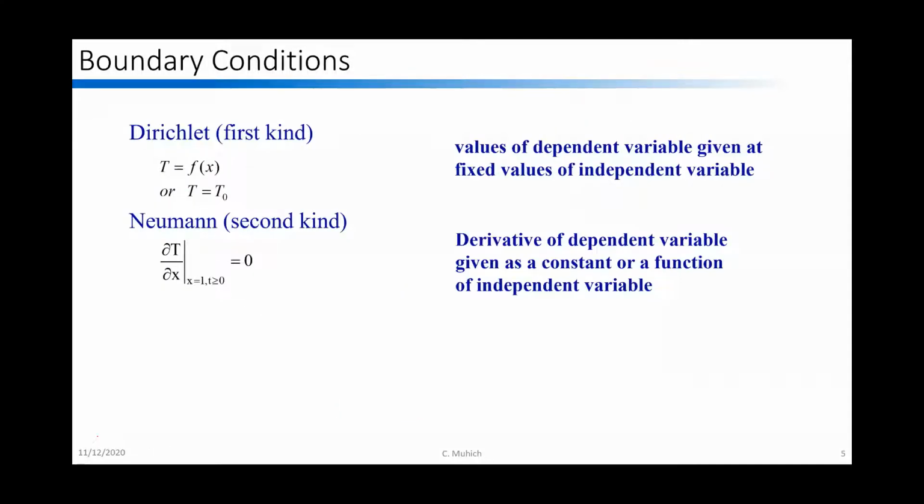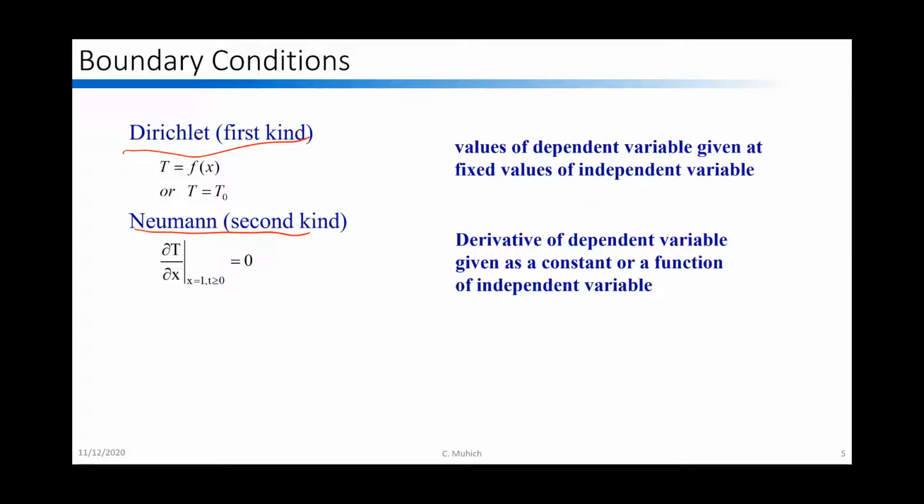Okay, so now that we've got an idea of what these PDEs can look like, let's talk about our different types of boundary conditions. So we have Dirichlet and Neumann boundary conditions, which hopefully you're feeling pretty comfortable with right now. The Dirichlet, or first kind, boundary condition says the values of our dependent variables are given at fixed values of my independent variables.